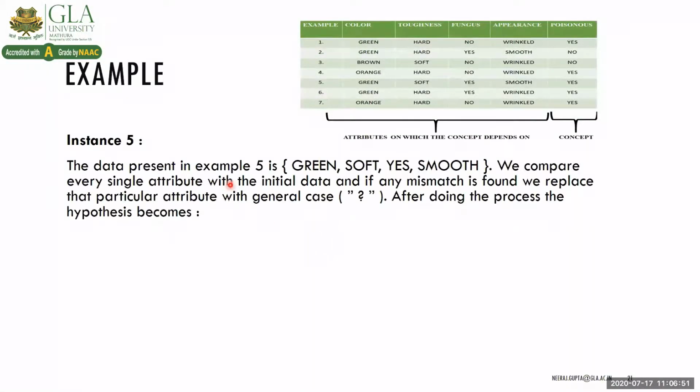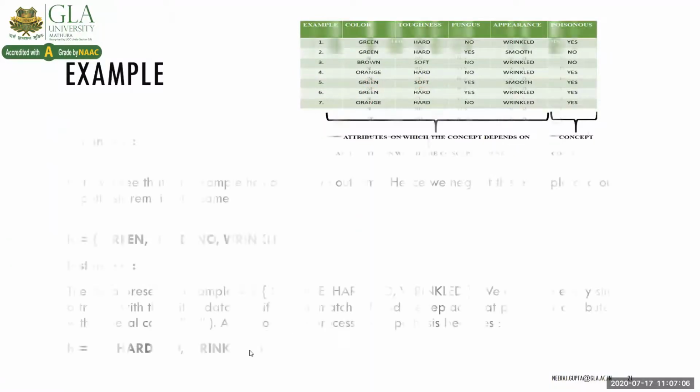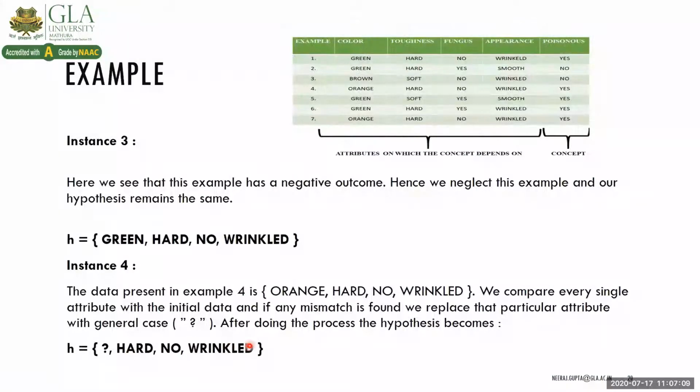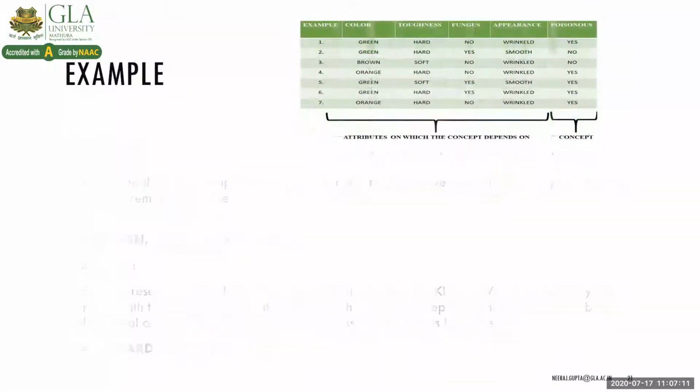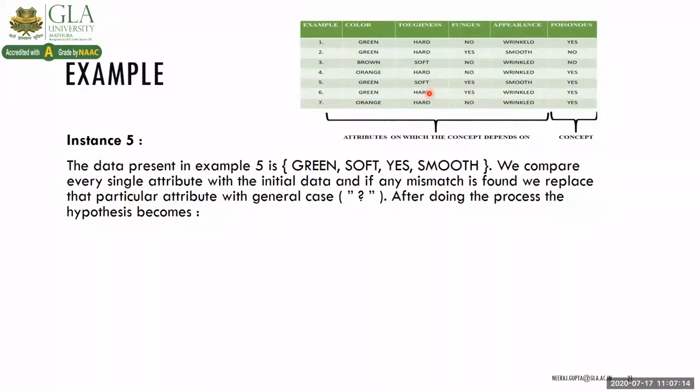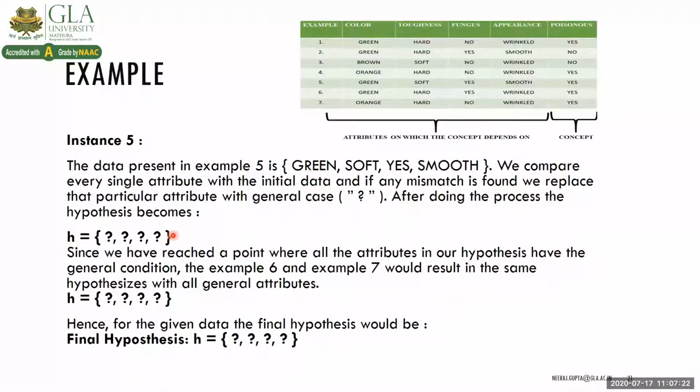For instance 5, we have the next instance, green, soft, yes, and smooth. Look, orange is changed to green, so the question mark is already there. But the previous hypothesis is hard, no, wrinkled. We check: for hard, it is soft; for no, it is yes; and for wrinkled, it is smooth. So we get all question marks. That is the more general hypothesis in the case of the fifth instance.